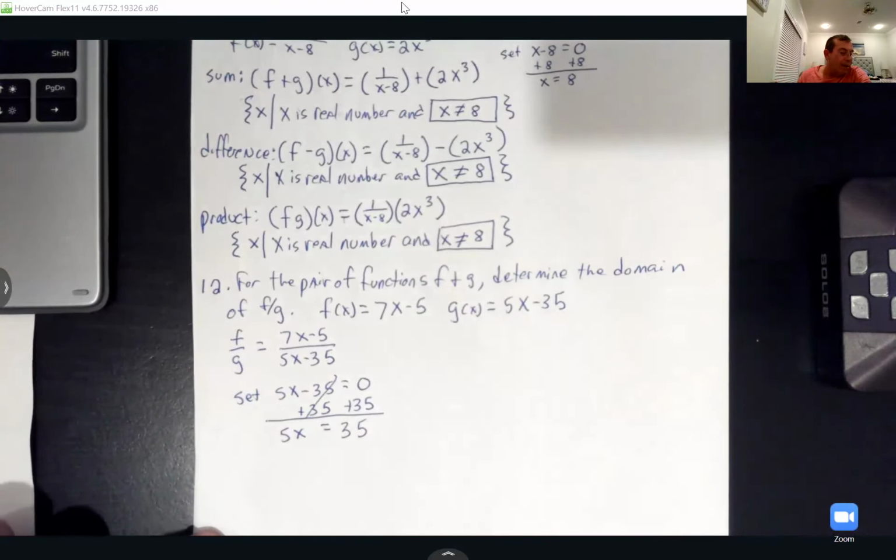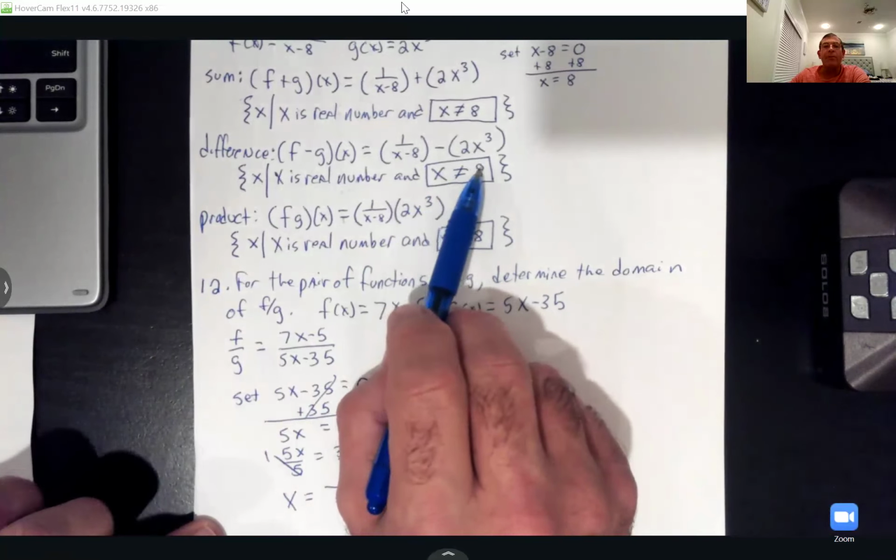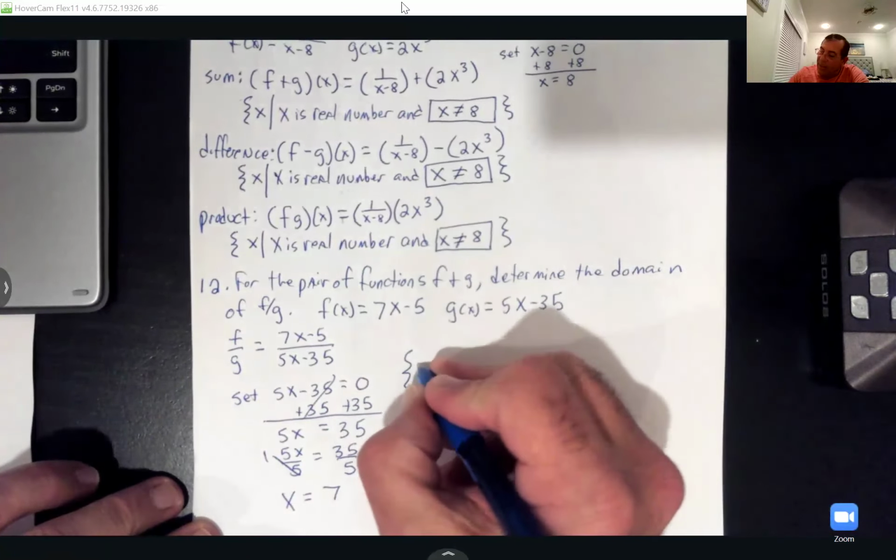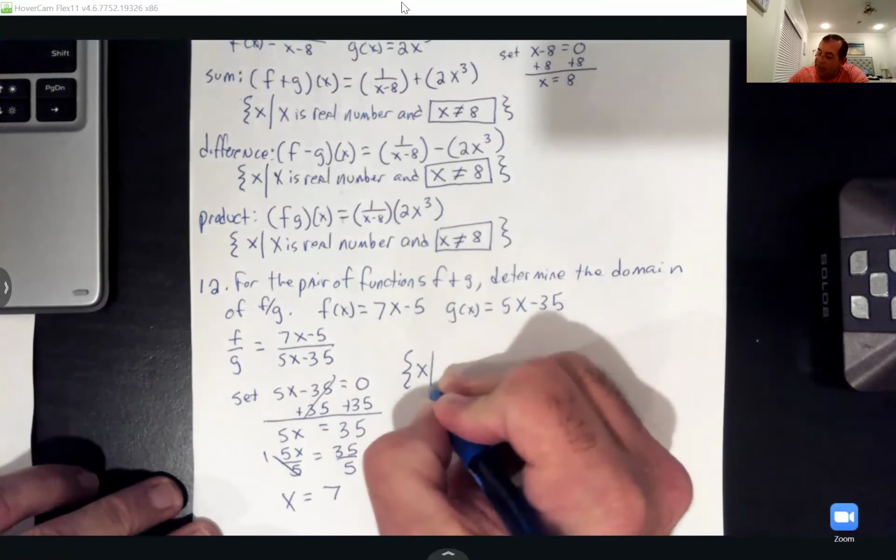7. All right, so on that one, pretty much the same thing we did here, except we're going to put an x not equal to 7 in that box. So it'll be x such that x is a real number and x cannot equal a positive 7. Okay, y'all, that's the trick on the domains: you're only worried about fractions. And on the fractions, you're only worried about that denominator.